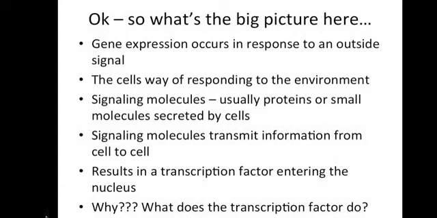Okay. So, what is the big picture here? What is she talking about? Right, so I'm talking about gene expression, and I really want you to understand it's occurring based on something. It's not random. It's due to an outside signal. Where's that outside signal coming from? Right? So the cells need to respond to the environment, and these signaling molecules that are secreted from other cells are the way of transmitting a message to the other cells in the area, and this results in signaling transcription factors that enter the nucleus, and what? What are these transcription factors doing?